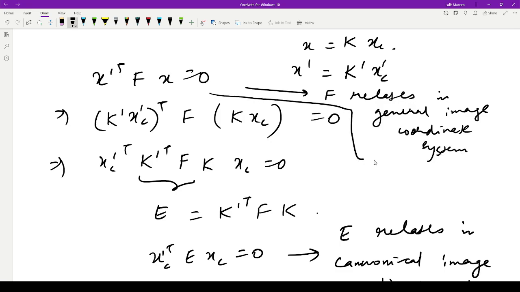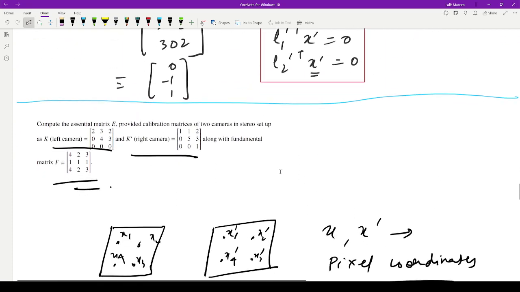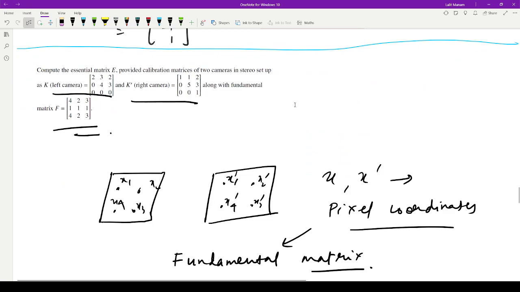Okay, that's fine, but my question was something different. Do you see anything wrong in this question? Do you think that the left camera K intrinsic matrix is correct? Or is someone saying anything?